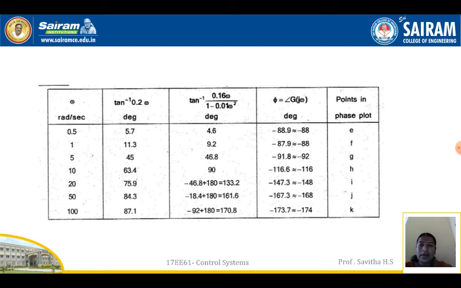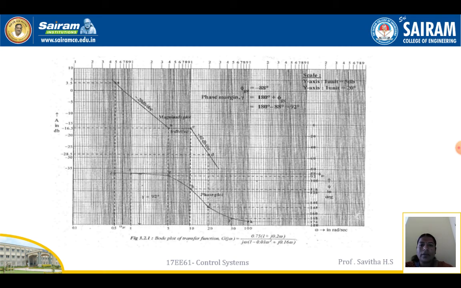When ω is equal to 5, it is minus 92 degrees. For 10, it is minus 116 degrees. For 20, minus 148 degrees. For 50, minus 168 degrees. When ω is equal to 100, it is minus 174. So at the same points, we mark both the magnitude part and the phase part in the same graph.